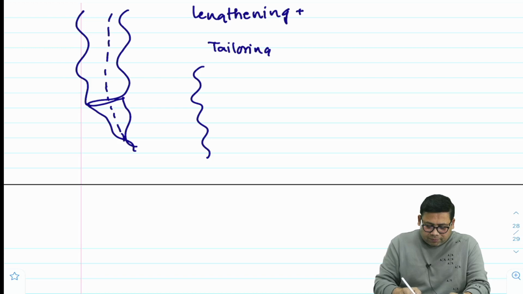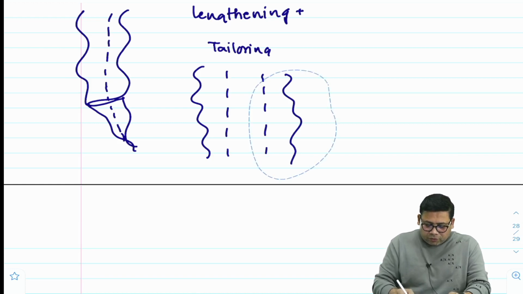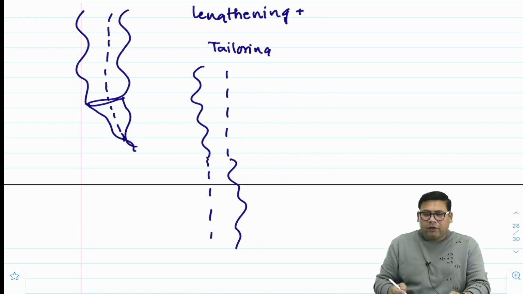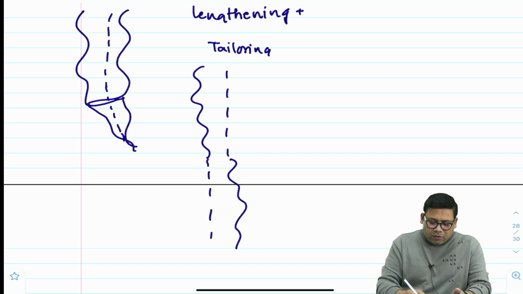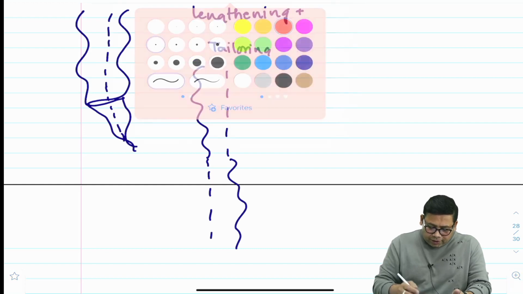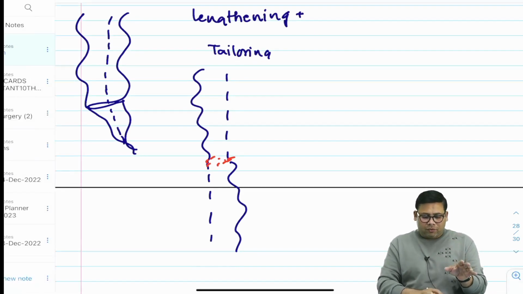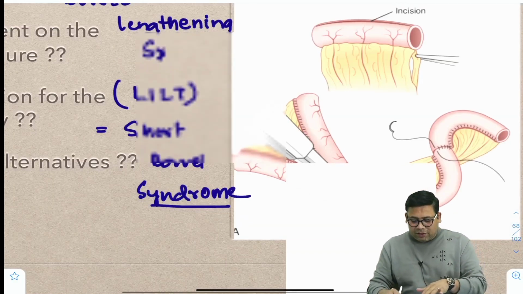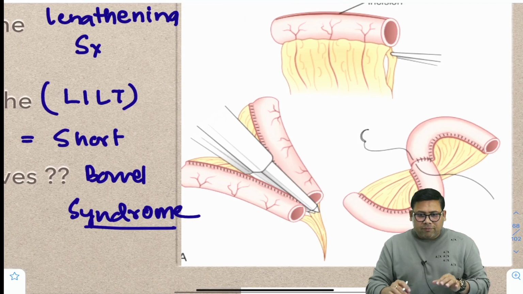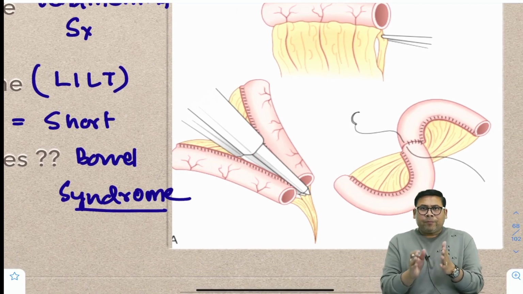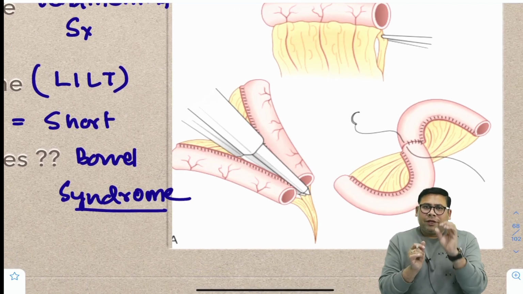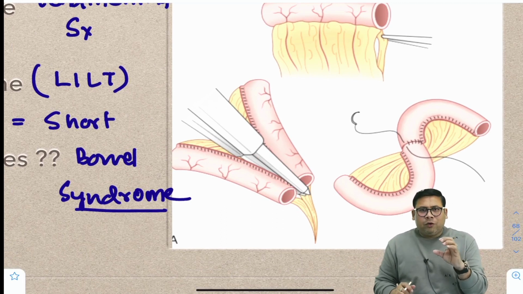So this is one segment of the bowel, and this is one more segment of the bowel that has been generated. Then we are going to do an end-to-end anastomosis. This is how we anastomose it. Can you see, now you have increased the length. One student will say, sir, the length has been increased, but the lumen has been reduced. Don't worry about the lumen part.